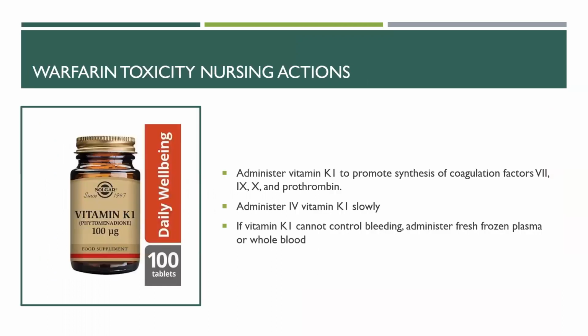All right, toxicity. This is important. It's another antidote. Whenever you have an antidote, make a little list for yourself of what the antidote is. In the case that somebody gets too much warfarin, what you want to give them is vitamin K1. This promotes the synthesis of coagulation factors 7, 9, 10, and prothrombin. You administer vitamin K slowly. If vitamin K cannot control bleeding, administer fresh frozen plasma or whole blood.